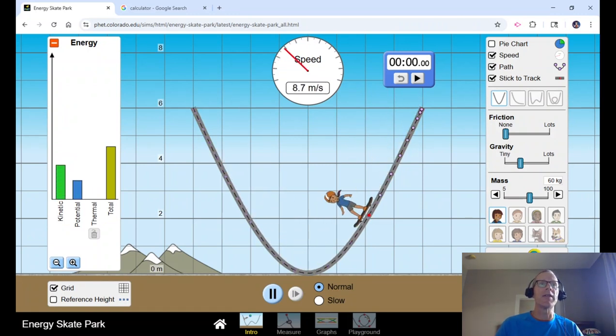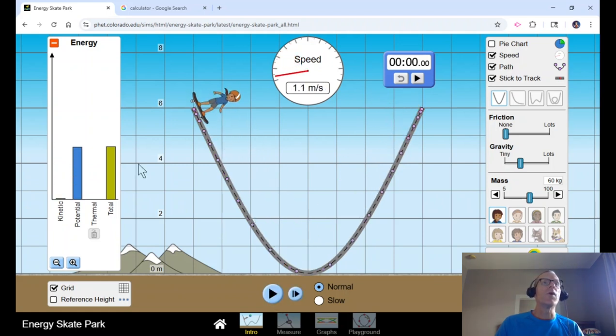Notice that at the top, she has the maximum gravitational potential energy and zero kinetic. At the bottom, she has the maximum kinetic energy and zero potential. So with this simulation, the ground is set at zero gravitational potential. And her max speed is about 10.8 or so. So we can see the bars and notice the total energy. Let's just stop it somewhere in the middle. Notice the total energy does not change.